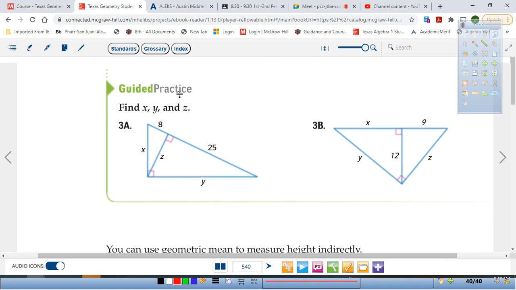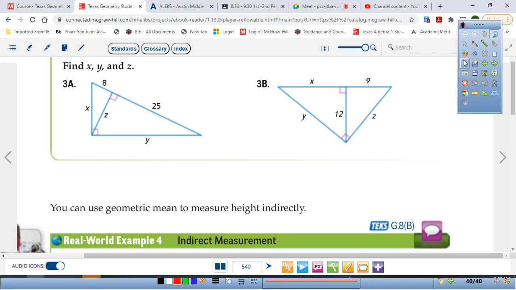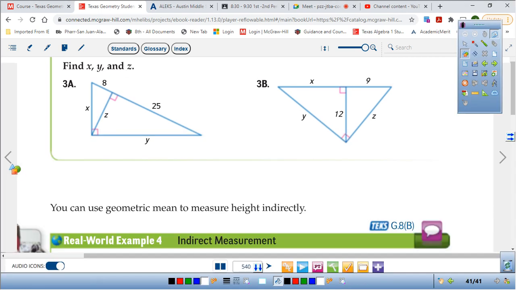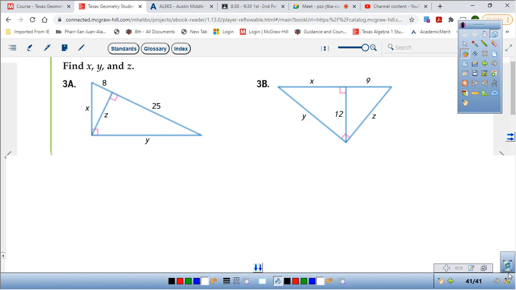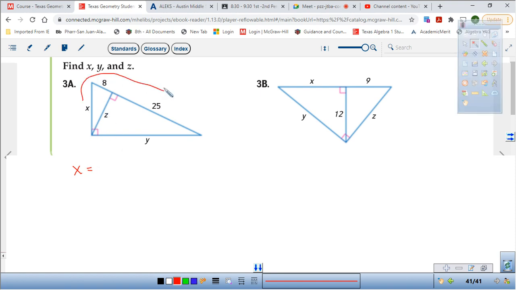Okay, let's try this one, ready? So let's go ahead and find x, y, and z. In this situation, they didn't give us x to be the altitude. So this one we're going to come out here and find x. Now, x in this situation is one of the legs. So the legs, this one is equal to this stuff right here. So I'm going to go x is equal to the geometric mean of 8 and 25.